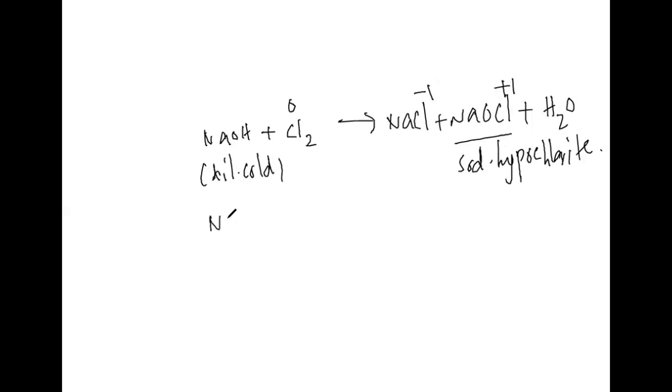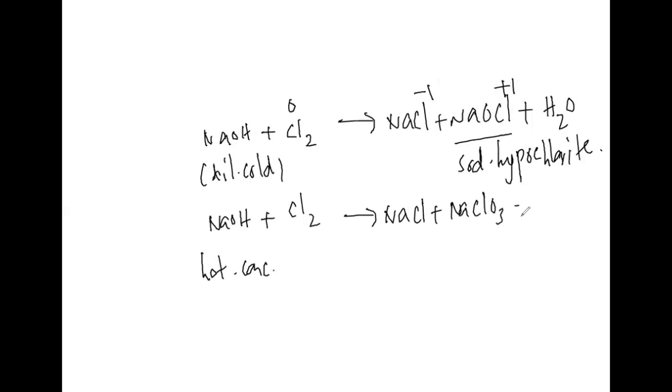Disproportionation reaction. Same NaOH when it is hot and concentrated gives NaCl plus NaClO3 plus H2O. That is sodium chlorate. Here the oxidation states are 0, minus 1, and here it is plus 5 oxidation.